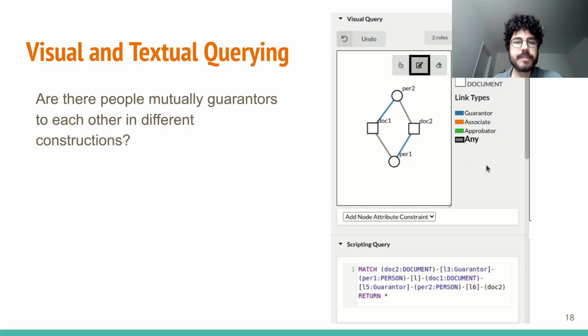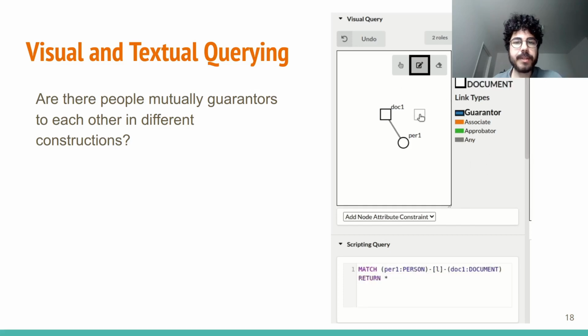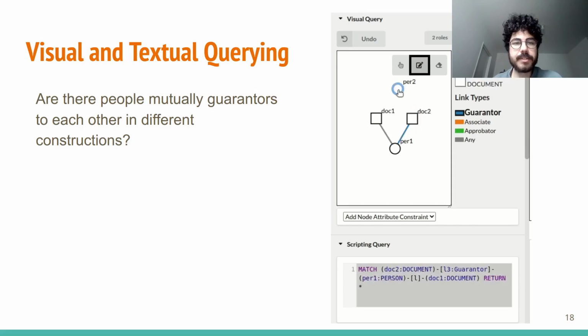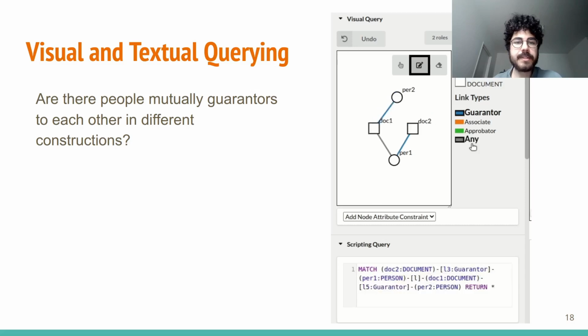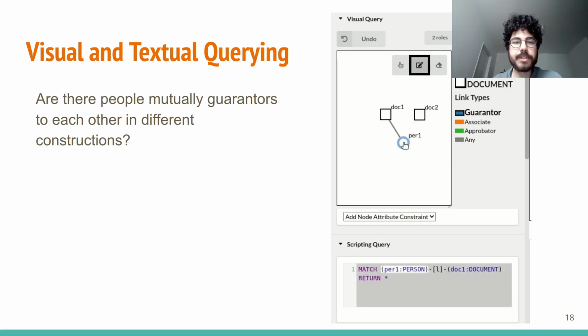The visual query system allows users to easily create topological and attribute filters with the help of an interactive node link diagram and widgets. Here is an example of the visual query system used to retrieve people who are mutually guarantors to each other in two different documents. That was a question of our collaborator.